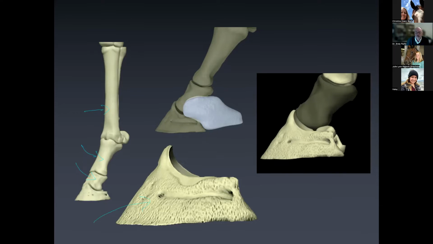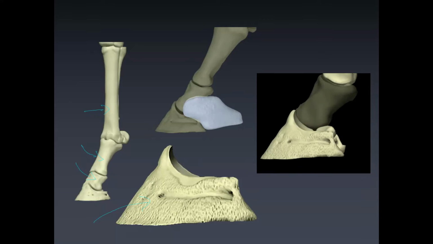Notice it's very rough and irregular, and that means it's really well adapted to attachment of soft tissues, which are the lamellae, and we'll talk a little bit more about the lamellae in the future. Of course, there's an articular surface here that forms the joint that it interacts with that short pastern.